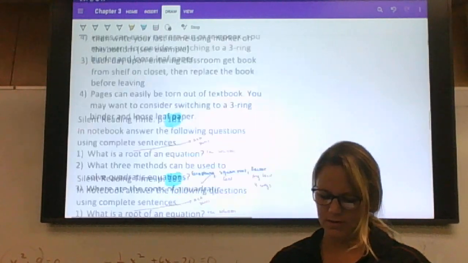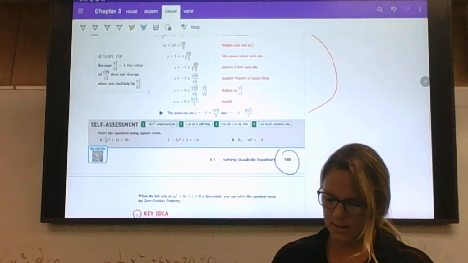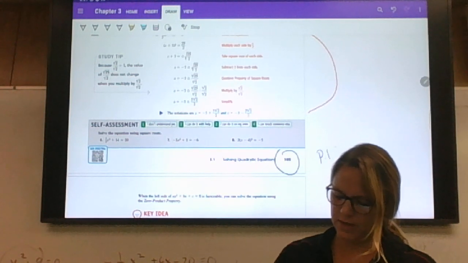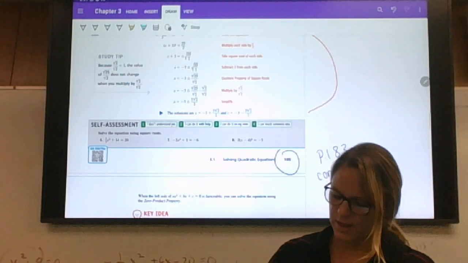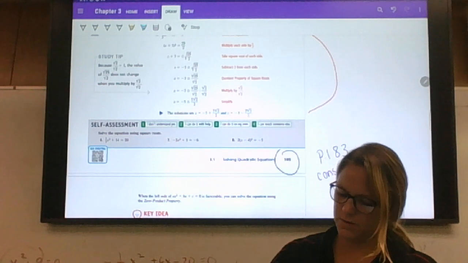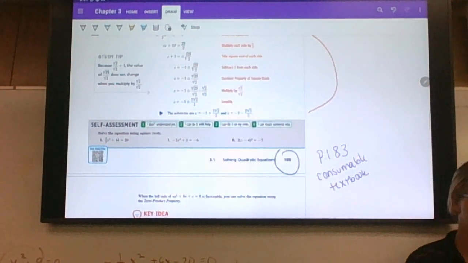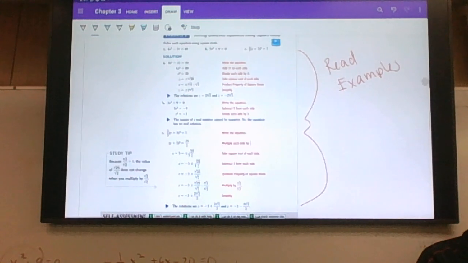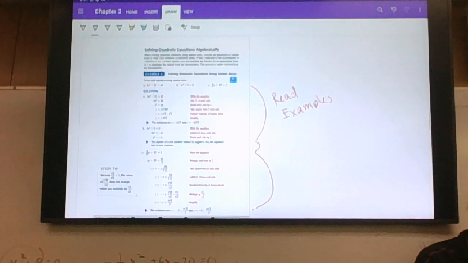I had both of them on here and I didn't. This is page 183 in your book. I want you to look at it. So it's 183 in the consumable textbook, 105 in the ebook. Thank you for whoever found that. So I remember reading it from you.